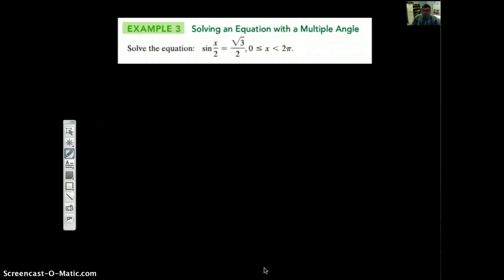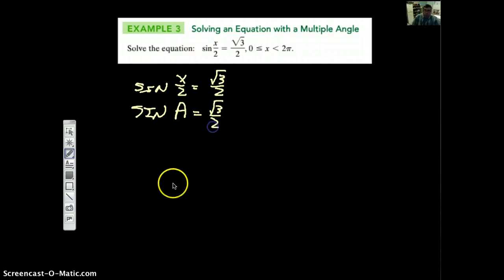All right, let's look at example 3. Same type of problem, okay? Here I have sine of x over 2 is equal to radical 3 over 2. Again, let's change that. We'll call that a. So sine of a is equal to radical 3 over 2. Now, where is sine radical 3 over 2? It's not 30, it's 60 here and here. So that's going to be pi over 3, and it's going to be 2 pi over 3.